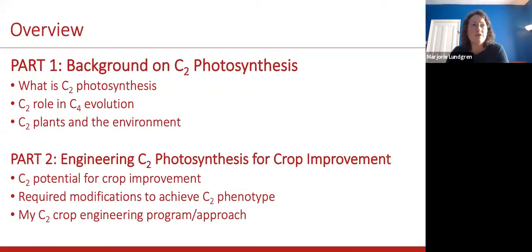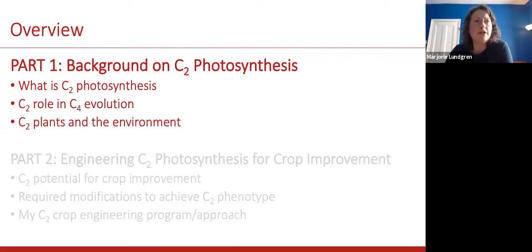I'm going to divide my talk into two parts. The first part is just background on C2 photosynthesis: what it is, its role in C4 evolution, and how they interact with the environment. And then the second part is all this engineering work. Why do I think C2 photosynthesis has potential to improve crops? What kind of modifications would be required to recreate it in a C3 background? And what is my particular approach to this engineering effort?